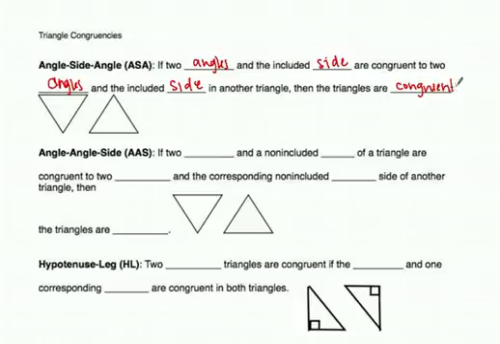So what that would look like is if I knew this angle was congruent to this angle and this angle was congruent to this angle, and I know that this side is congruent to this side, then I could prove that these two triangles have to be congruent to each other based on angle side angle.